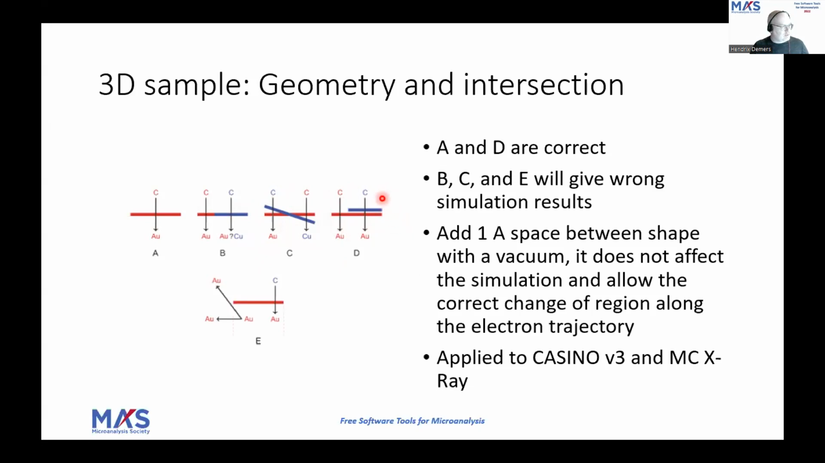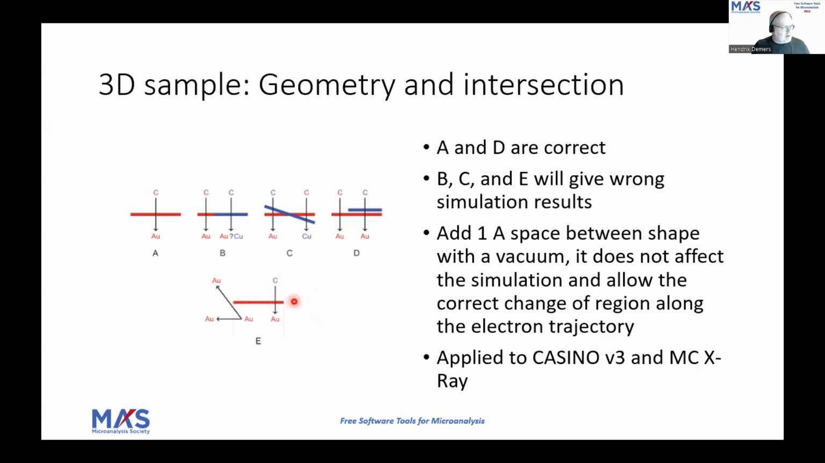The best way to solve this problem, and it's a little bit tricky at the beginning because the 3D geometry is a little bit difficult, is my trick: write down all my dimensions on a paper or in a software like Wordpad or Notepad to see the dimensions, and add a very small space, 1 angstrom. The 1 angstrom is not going to affect the result of the simulation, but it allows you to separate the shapes correctly. And also, this is more for Casino.